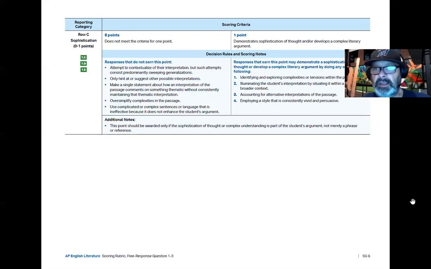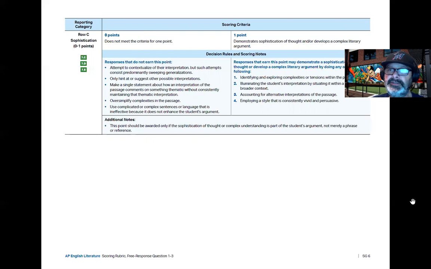Another way of doing it is situating it within a broader context. You're reading a story and you're comparing it to something historical or pop culture or biblical, something outside of the interpretation of the passage that puts it in the broader context. And that can be done.